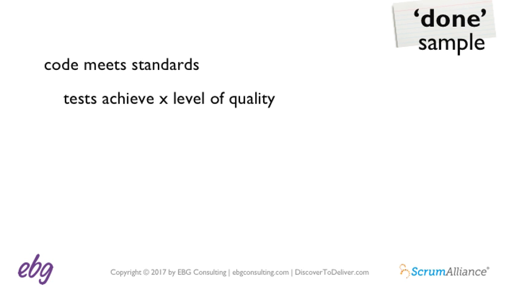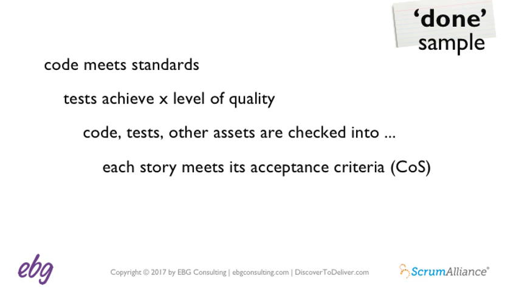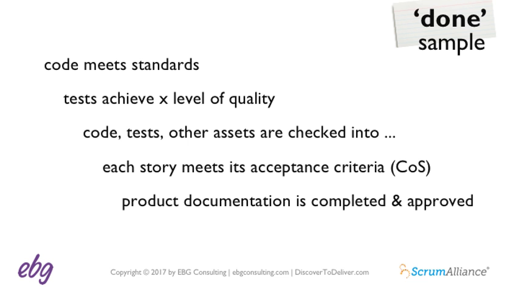So let's look at some examples of things that you might declare as done criteria. The code meets quality standards. Tests such as unit, integration, system, et cetera, are clean and complete to a certain level of quality. The assets that we have, such as code and tests, are checked into an appropriate library and location. Each story meets its acceptance criteria or conditions of satisfaction. Product documentation that's needed is completed and approved, and of course, the product owner accepts it.